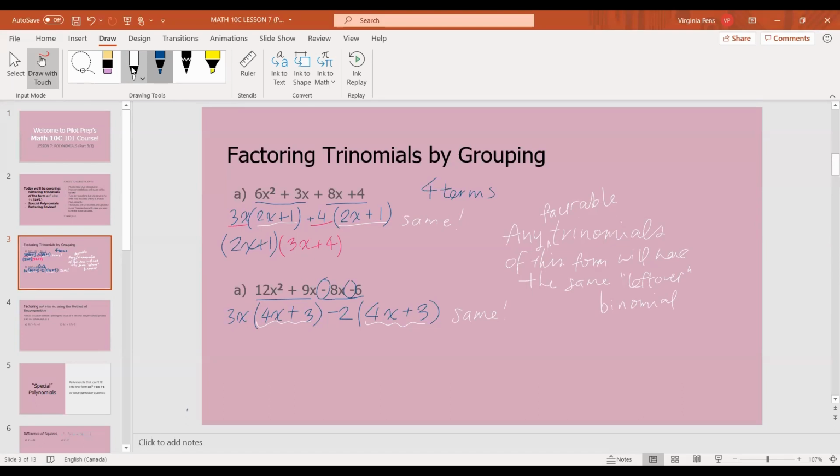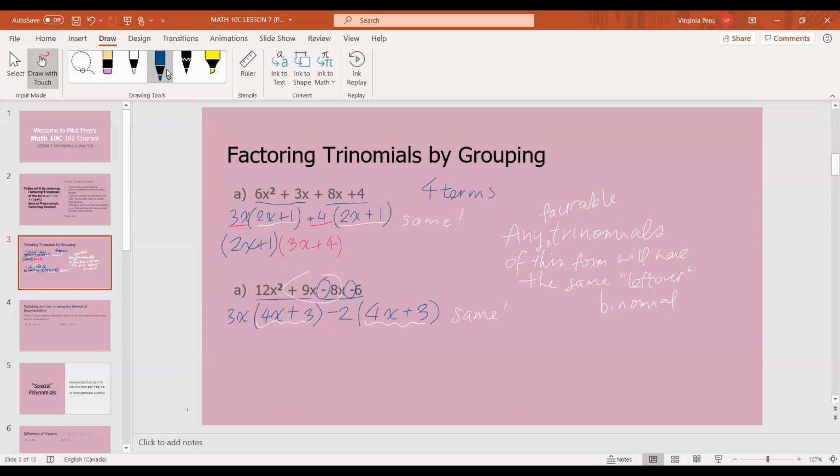So yeah. Now you might be wondering, what happens if I flip the middle? Like if I put negative 8x in front and 9x behind the negative 8x, so I group the 12 with the 8 and the 9 with the 6? Well, we're going to take a look at those soon. Anyways, we got off track. Let's get back into our factoring.